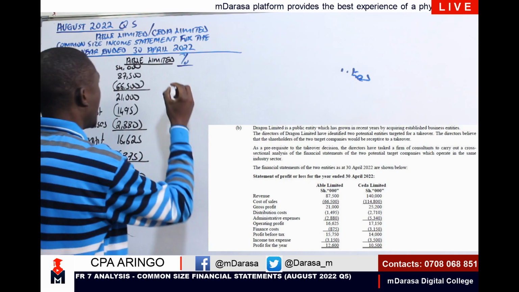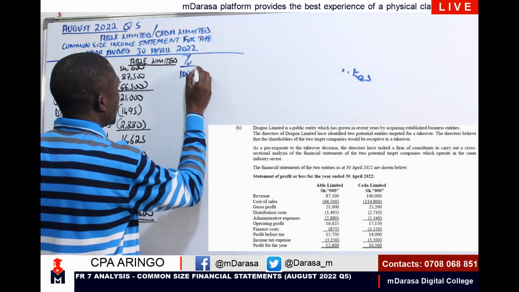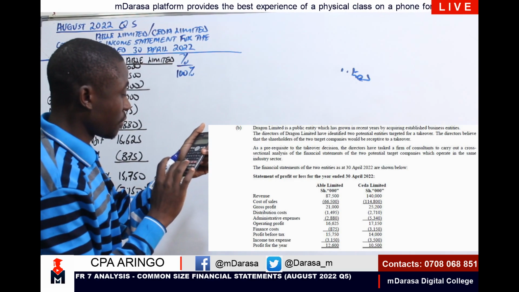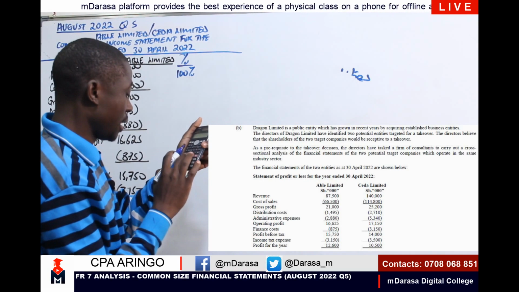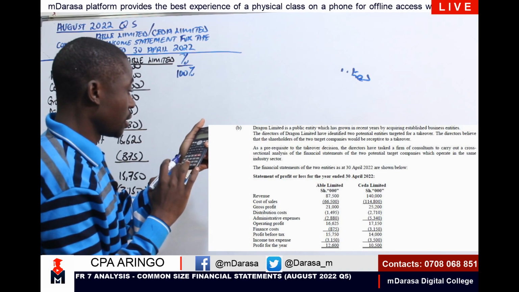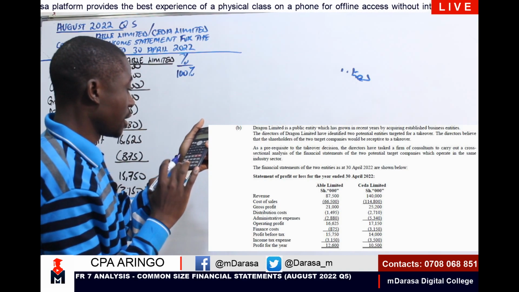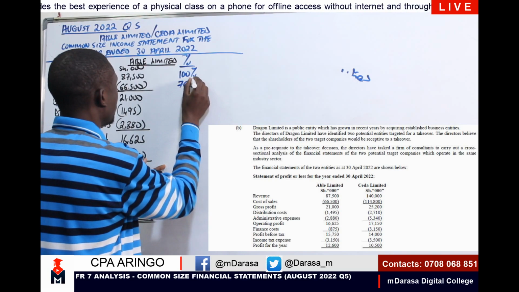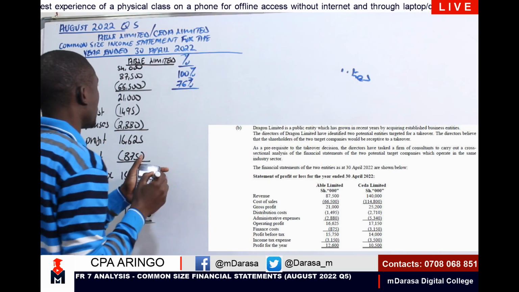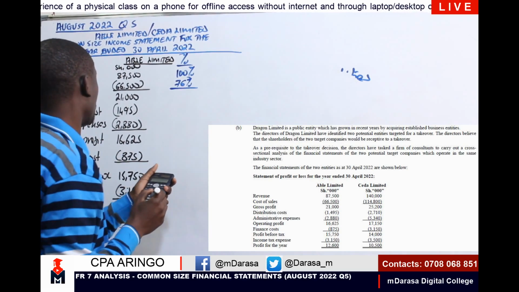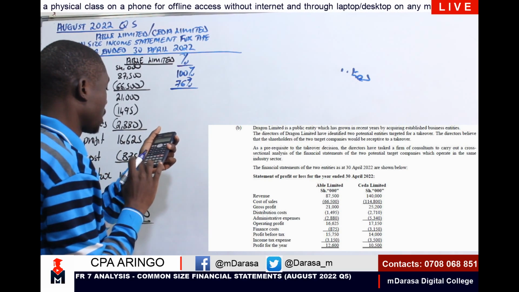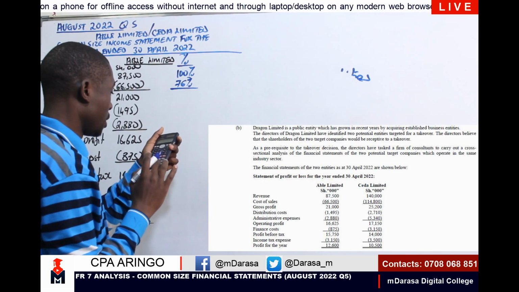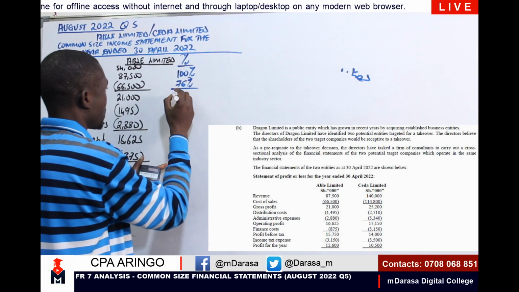That should give us what? 100%. Right? Cost of sales, 66,500, we divide by 87,500. In that case, times 100, that should give us what? 76%. Then what about our gross profit? Gross profit, therefore, you should be talking of 21,000 of 87,500. That should give us what? 24%.